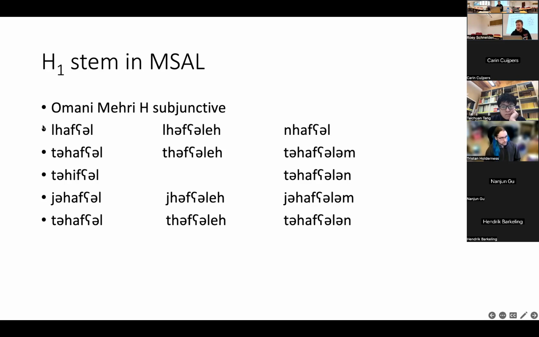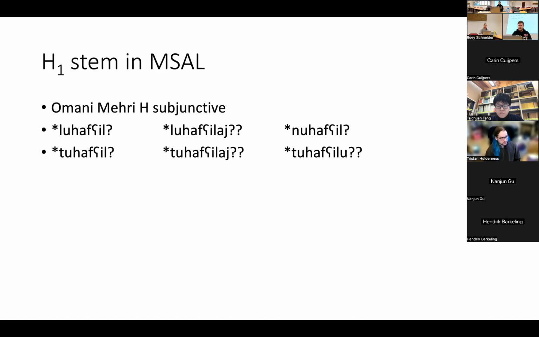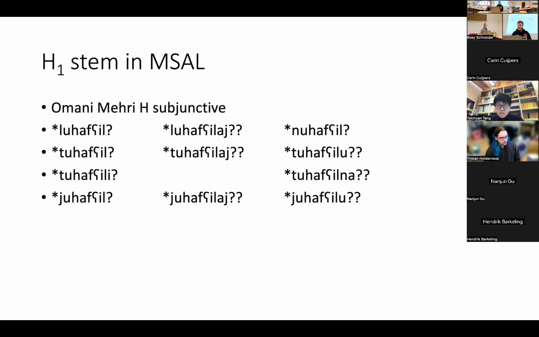Other than that in modern South Arabian, the L is added in the subjunctive before the first person. Other than that, it's exactly the same. The other languages have less beautiful paradigms of this stem because they lose the H in at least some of the forms, like practically almost all other Western Semitic languages. But Omani Mehri retains this H beautifully in this exact same pattern as we see in Akkadian. And then, so we can reconstruct this for something like Luhafil, Tuhafil, Tuhafili, Yuhafil, Tuhafil, and so forth.